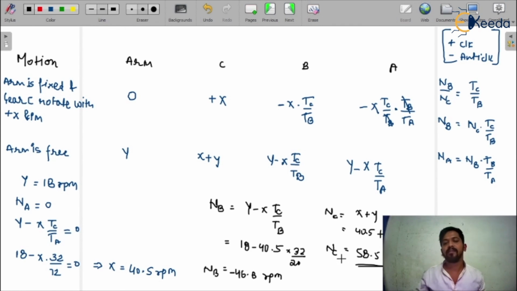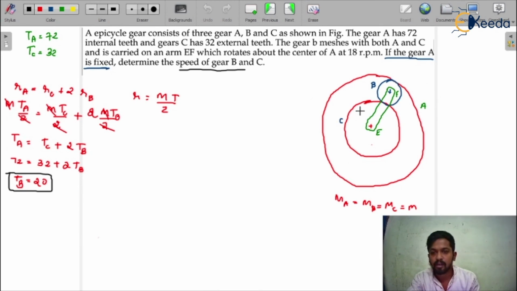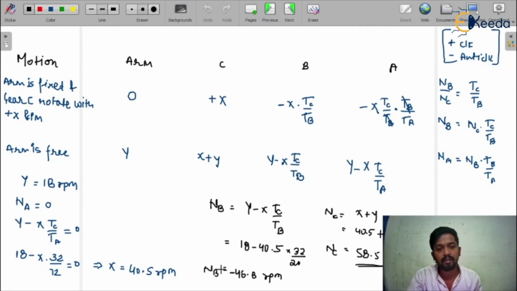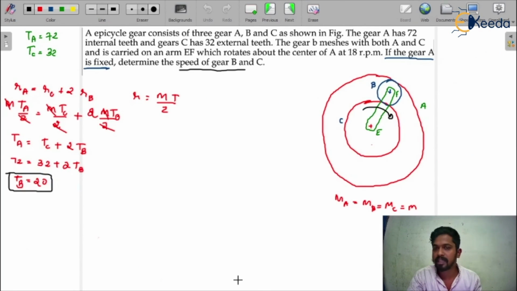When you see the direction of the gears in the diagram, you can see here C is in clockwise direction. And if C is in clockwise direction, we all know that B would be in anti-clockwise direction, and we got the value with a minus sign, so that means it is correct. Okay, so it has the anti-clockwise direction. If it is anti-clockwise, A would also be in anti-clockwise direction, but in the question it is saying that gear A is fixed. So gear A is fixed, that means C, B and the arm are moving.